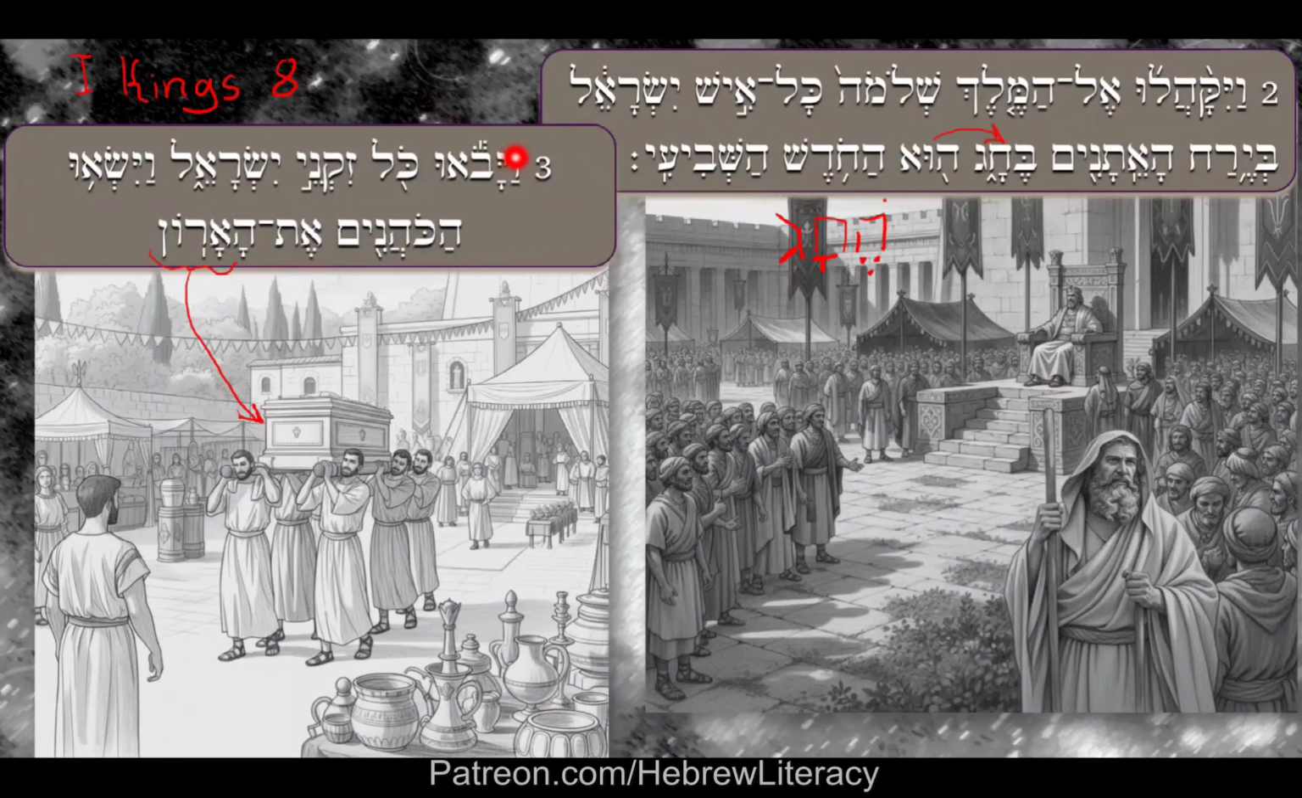Okay, let's read that one. You try to translate as I read. Vayavo'u, then arrived or came, kol ziknei Yisrael, all of the elders of Israel. Vayiseu hakohanim, and the priests carried et ha'aron. Nice. Okay, now enjoy the pictures there. All right, let's go to the next one.